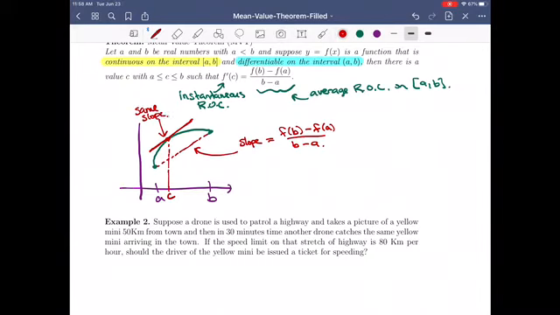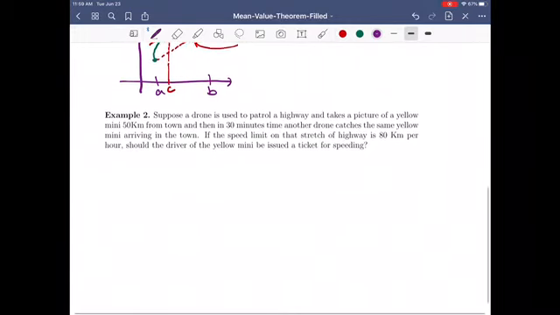And again, as before, it guarantees at least one place. There could be more places. Basically it's the same picture as Rolle's theorem, but tilted. So instead of needing a zero slope, I just need the slope to be equal to the average rate of change. So let's just use this in an example, and then we'll stop.